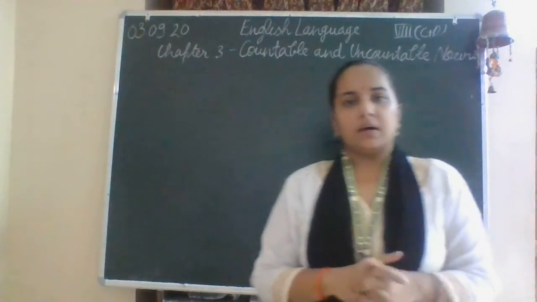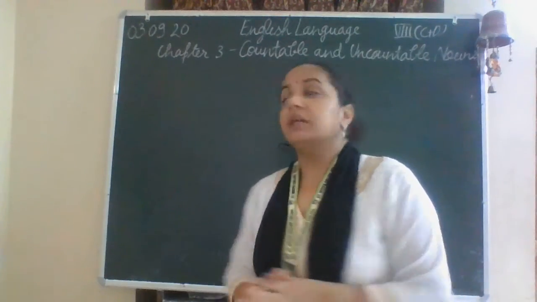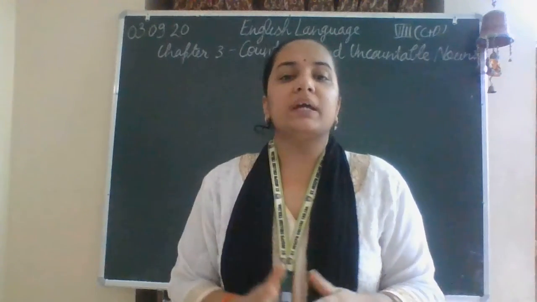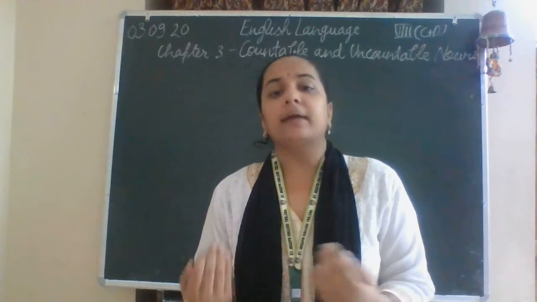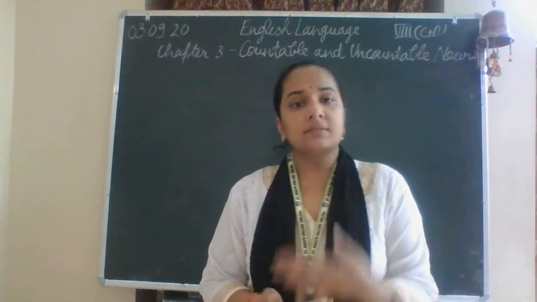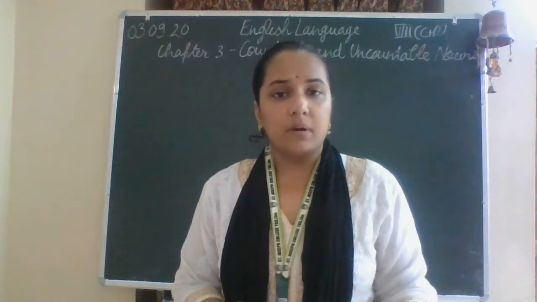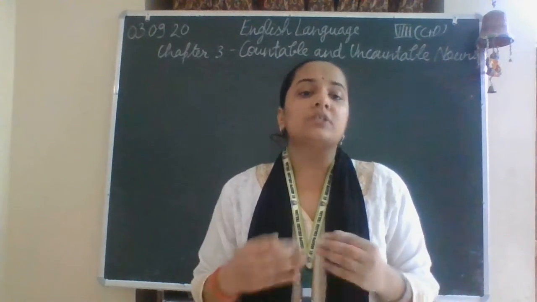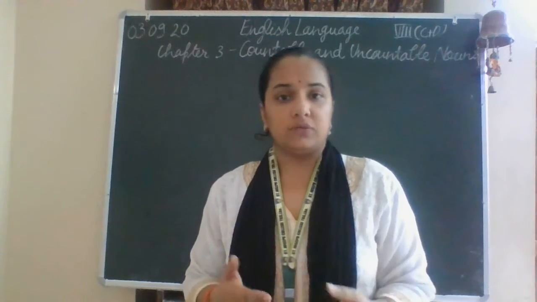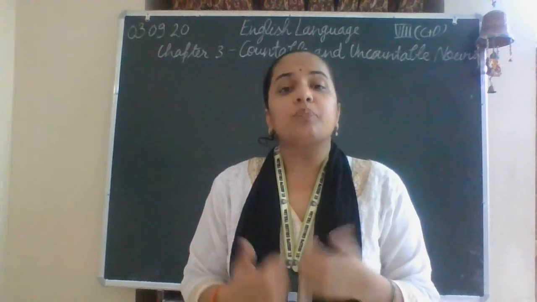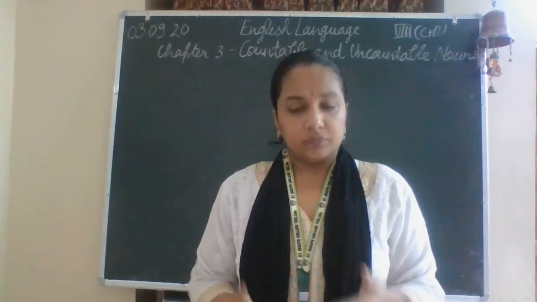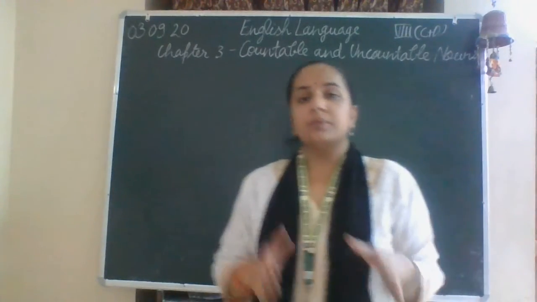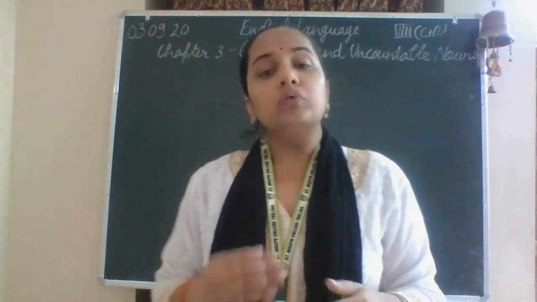Good morning, students. Today we will start with the revision of chapter 3, that is countable and uncountable nouns. Simply, you must be understanding the meaning of the terms countable and uncountable. Countable means the things that we can count in numbers, and uncountable are the things for which we cannot give a number, or we cannot count them in terms of number. We cannot provide the number for that. So those are the uncountable things, and this countable and uncountable is used for the noun only.